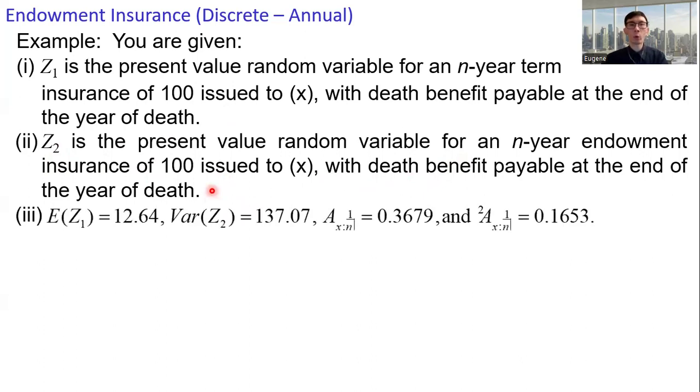We are also given 4 quantities: the expected value of Z1, the variance of Z2, and then the 2 big A notations corresponding to the end-year pure endowment. The expected value for that is 0.3679, and then the second moment, 0.1653. We need to get the variance of Z1, the variance of the end-year term insurance of 100. Let's take a look at the solution.